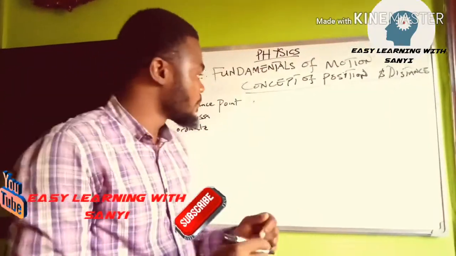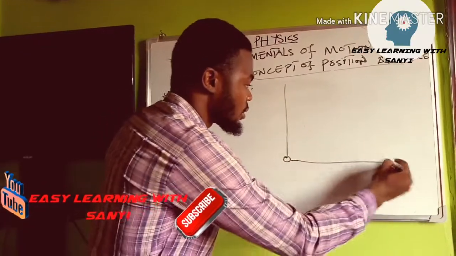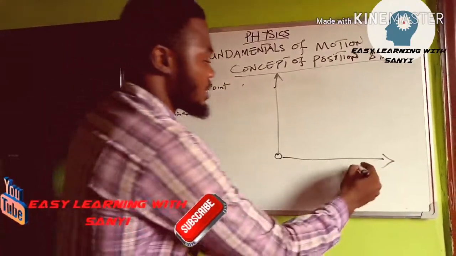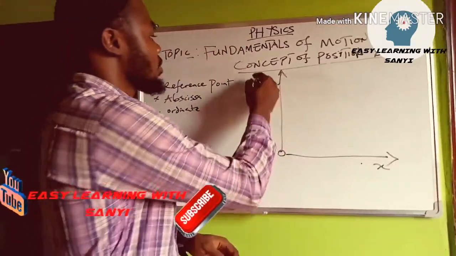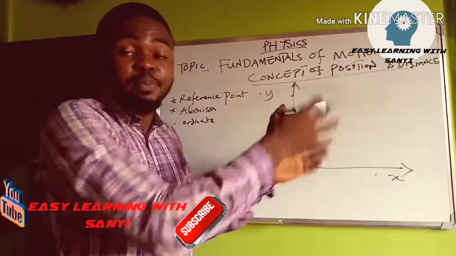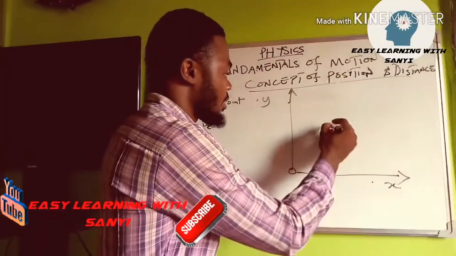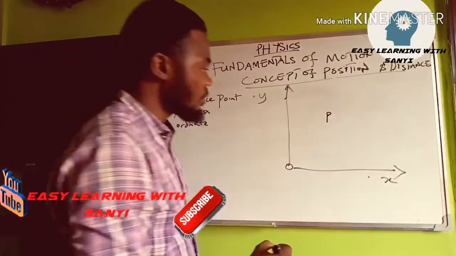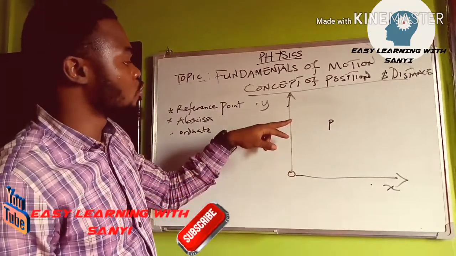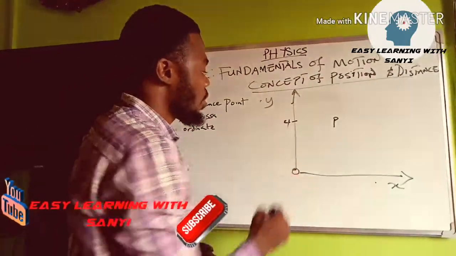For example, we have this, the origin, from here to here, from here to here. As I said, this is the x coordinate and this is the y coordinate. Now, for example, we have two objects on this plane. Now, we have an object here, P. And the distance from the origin to where the first object is, is 4.